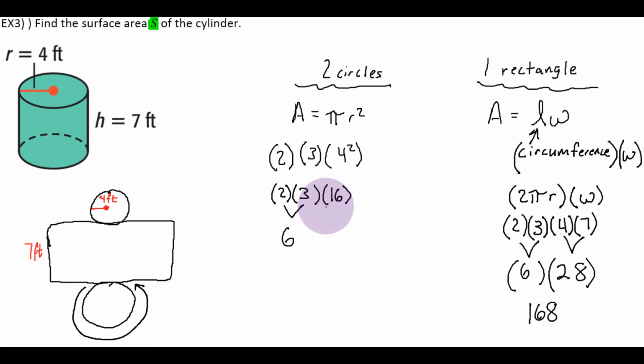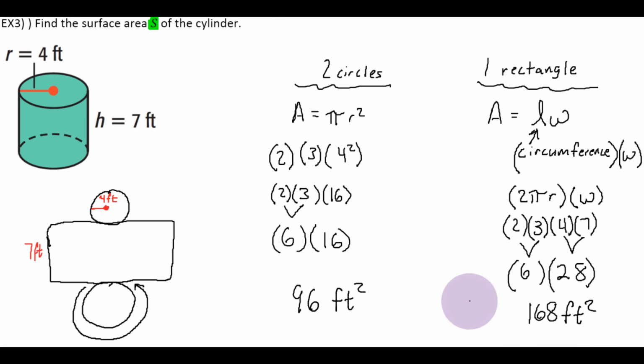So I have got 2 times 3 here, which is equivalent to 6. And now I'm going to bring the 16 down. I'm going to multiply 6 times 16. So 6 times 16 will give me a value of 96. So I've got 96 feet squared here, 168 feet squared here, and I've got to add both values together.